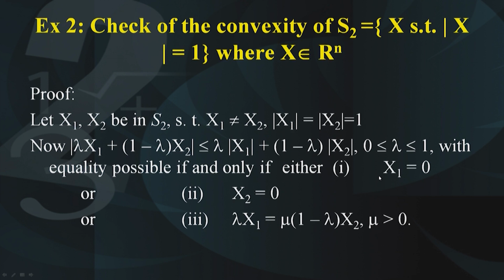Number 1, x1 is equal to 0. Number 2, x2 is equal to 0. And number 3, lambda x1 is equal to some scalar times (1 minus lambda) x2, where this scalar, which I am representing with the symbol mu, is greater than 0. Now, let us investigate each of these conditions separately.